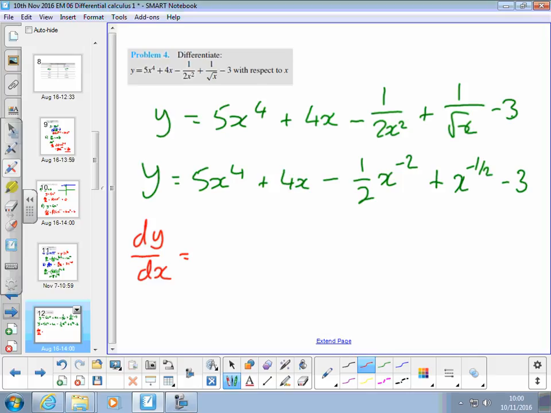So here, we bring the 4 down, multiply, and take 1 off the index. So 4 times 5x cubed. That's x to the 1 here, so that becomes index down as 1, so that becomes just 4. Everybody happy with that? The x disappears.